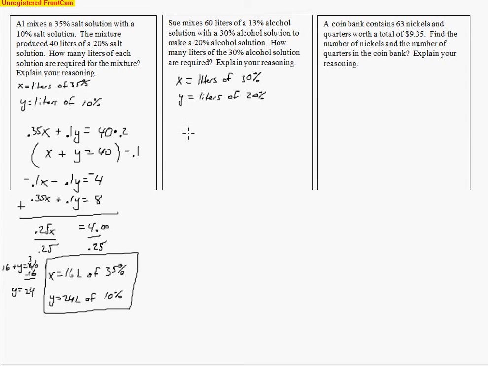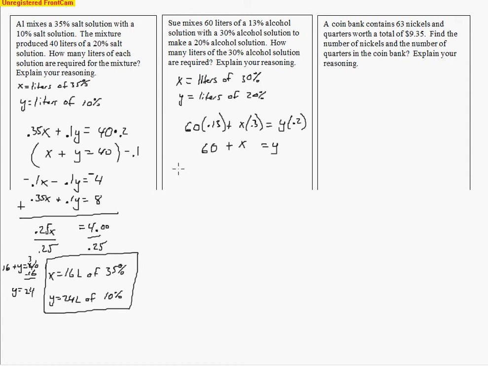And so when I set it up, it's going to be the same sort of thing, except this time 60 times 0.13, that is a part that's given. And so we have X times 0.3, and then this all equals Y times 0.2. And so my other equation is the value, or the quantity equation, how much we have. So 60 plus X is going to equal Y.